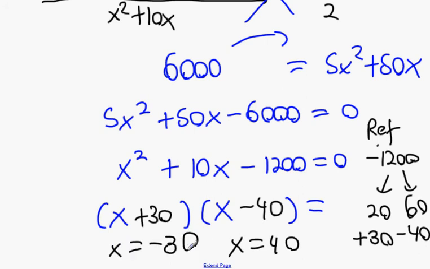It can't be minus 30 because of what reason? It's not negative 30 people. You can't have negative 30 people. You can only have positive 40. Yes?